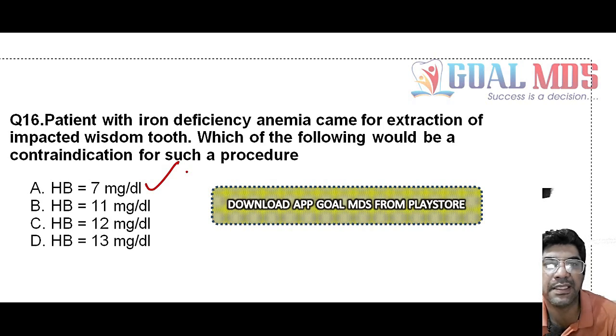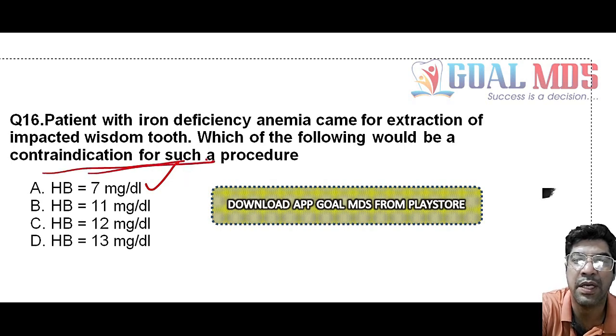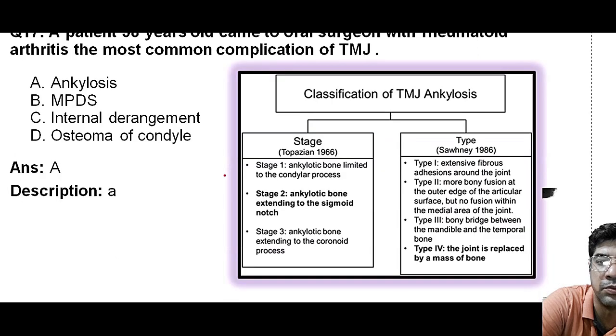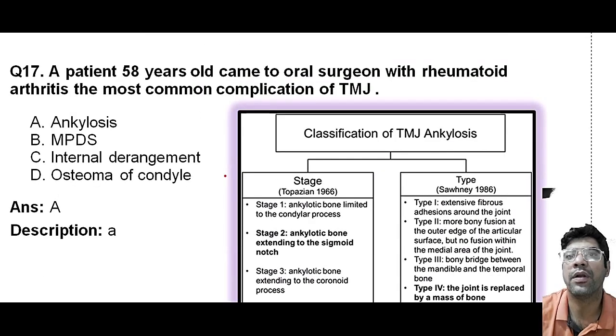So anemia is a condition that is characterized by the low red blood cell count. So the blood has reduced oxygen carrying capacity. So performing surgical procedure like extraction of impacted wisdom tooth can be risky and can lead to complication due to the reduced oxygen supply to the tissue. So A is contraindication for such procedure.